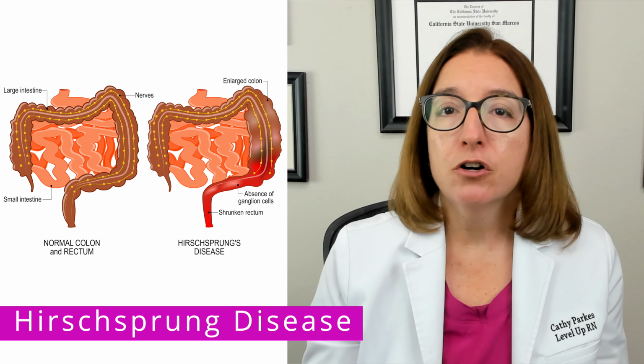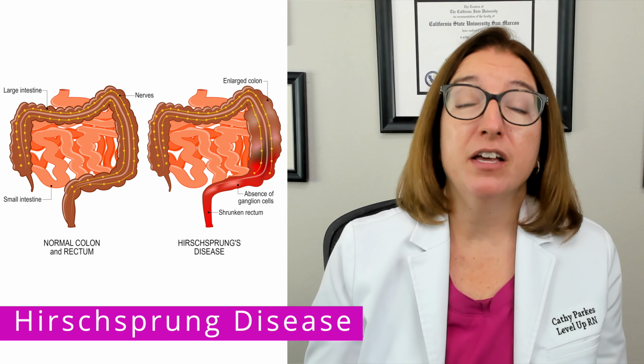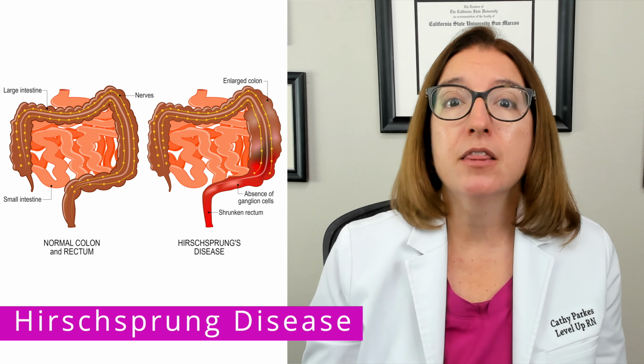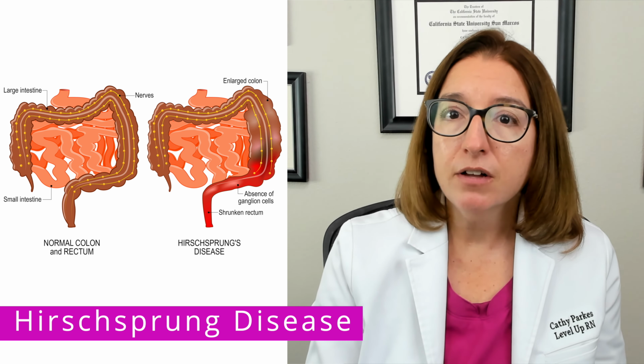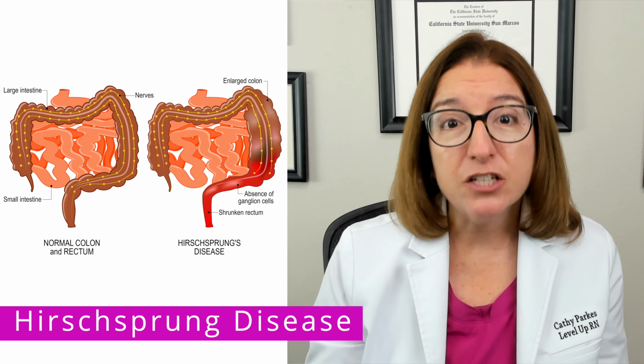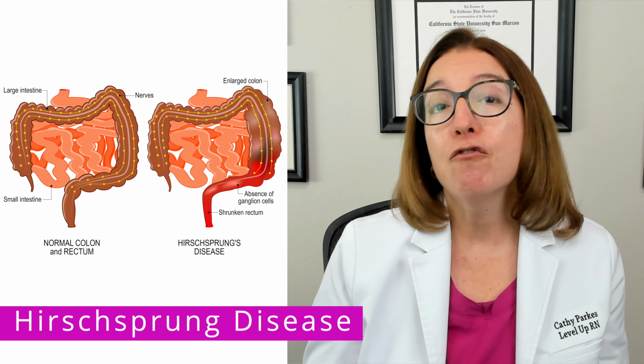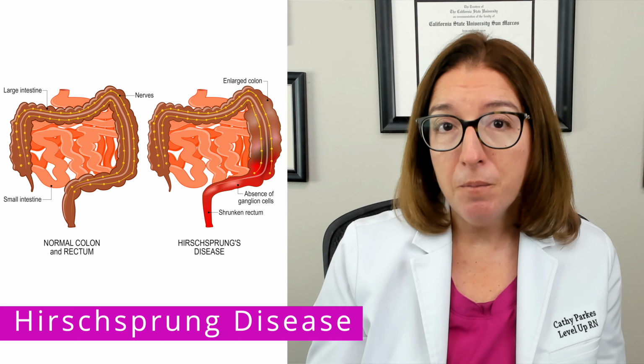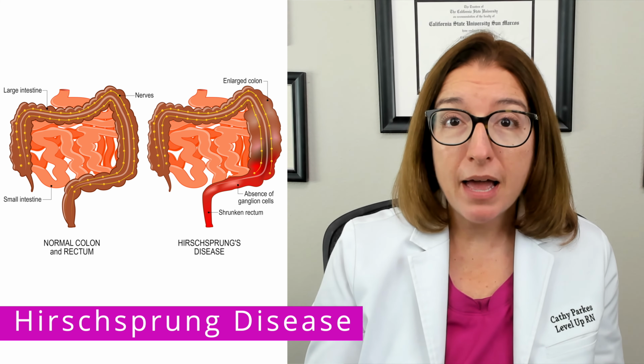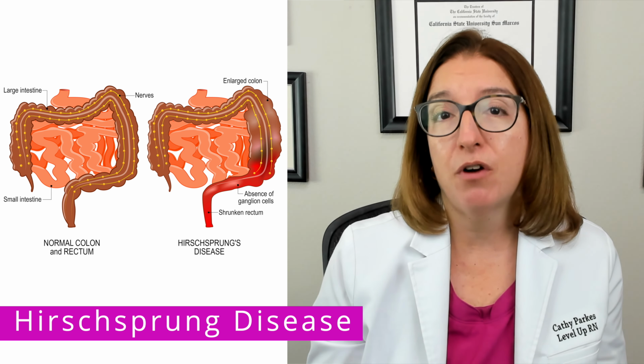Signs and symptoms of Hirschsprung disease include failure to pass meconium in the first 48 hours of life, as well as abdominal distension, constipation, ribbon-like stool, vomiting that contains bile, a palpable fecal mass, as well as failure to thrive.